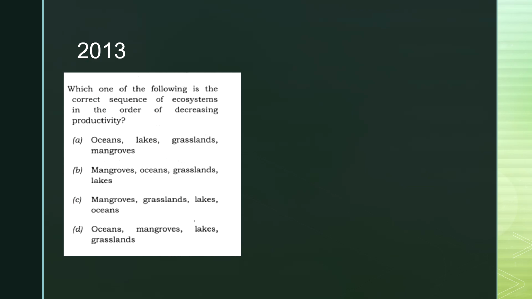Which one of the following is the correct sequence of ecosystems in the order of decreasing productivity? Oceans, lakes, grassland, mangroves; mangroves, oceans, grassland, lakes; mangroves, grassland, lakes, oceans; oceans, mangroves, lakes, grassland. So the most productive will be oceans.